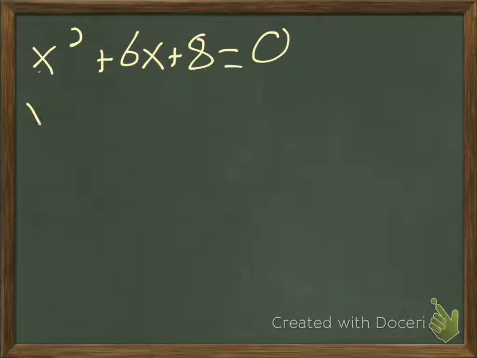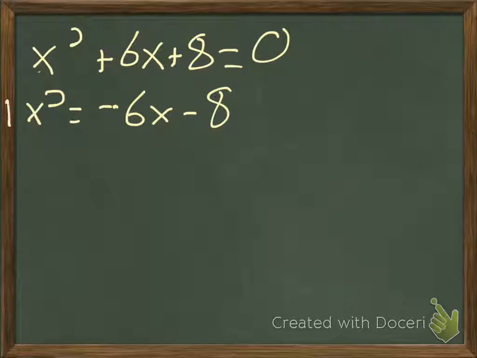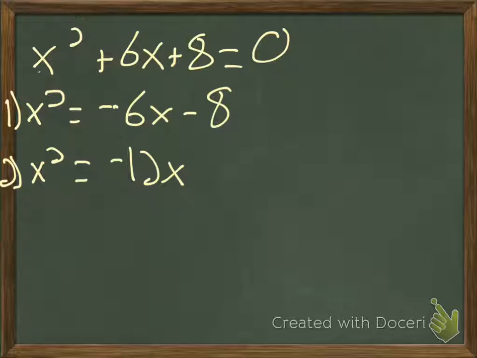But for this modified version of the formula, you want to make sure we're subtracting 6x and subtracting 8 from both sides. You actually want to get it in this form. So what I'm going to do is write several examples in this form. Here's example 1. Here's example 2. Negative 12x minus 32.